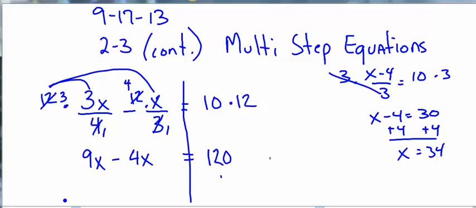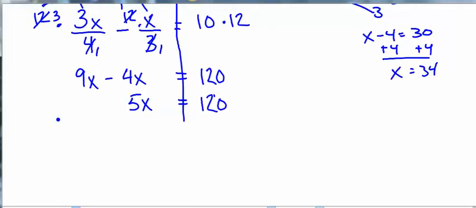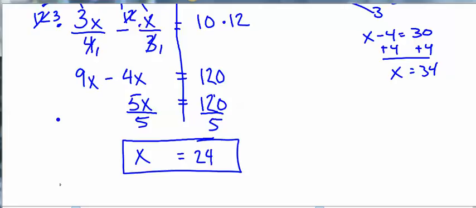Now what? Sarah? Combine like terms. Good. 9x minus 4x is 5x equals 120. So if 5x is equal to 120, your next step would be to divide by 5, and x is going to equal 24. Okay?